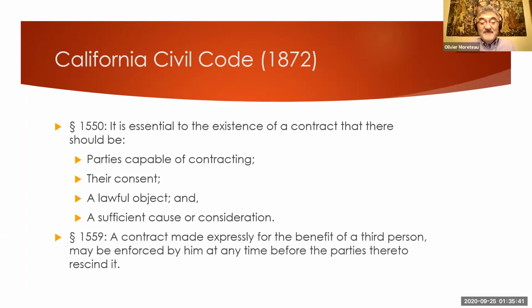Another provision is also very short and almost mimics an article that you could find in the Louisiana or in the French codes. A contract made expressly for the benefit of a third person may be enforced by him at any time before the parties thereto rescind it. The common law usually does not recognize that you may stipulate to the benefit of a third party. The civil law does. It's called the stipulation to the benefit of a third person.